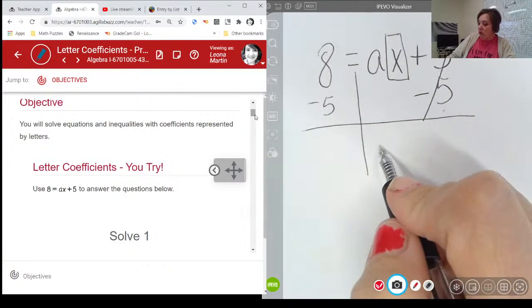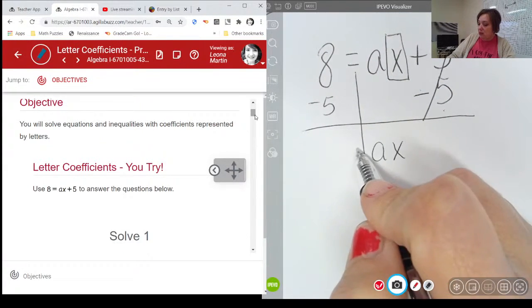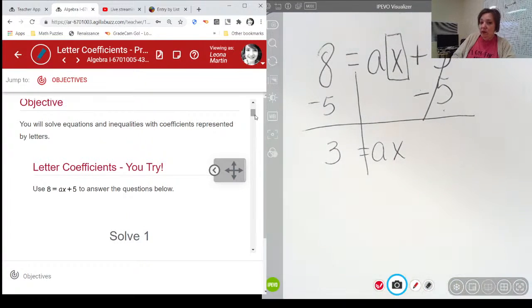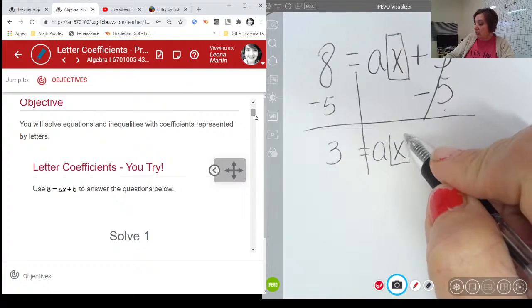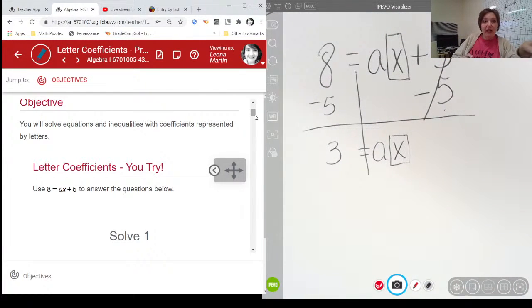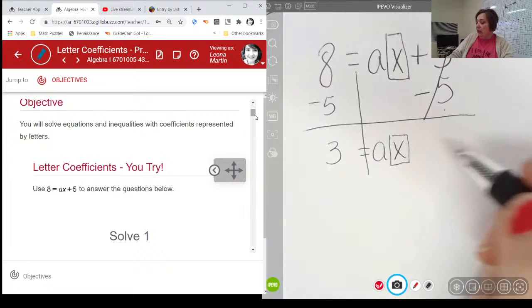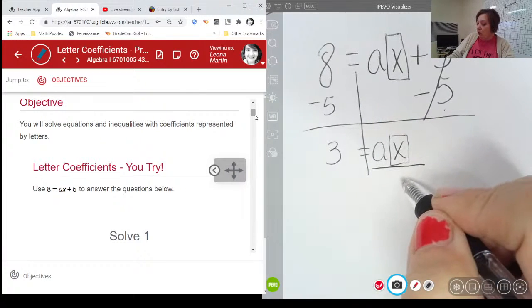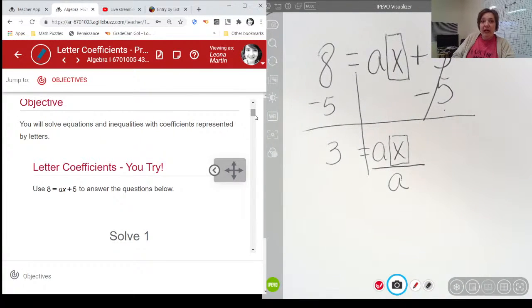And that leaves us over here with a times x. And over here we have 3. Right? Now, what's our next step? Remember our goal. Our goal is to get x by itself. What's with x I got to get rid of? A. What are they doing together when they're side by side like that? Multiplying. So to unmultiply, I'm going to divide by a.